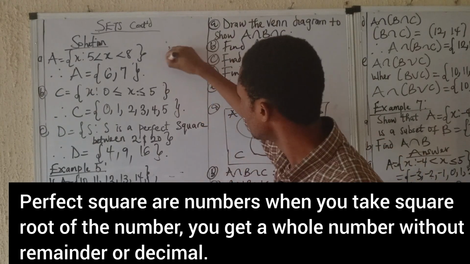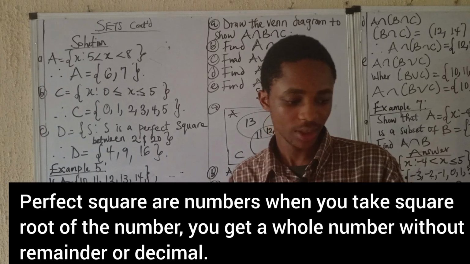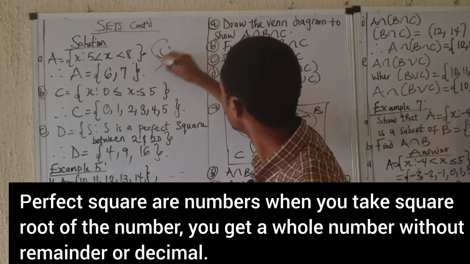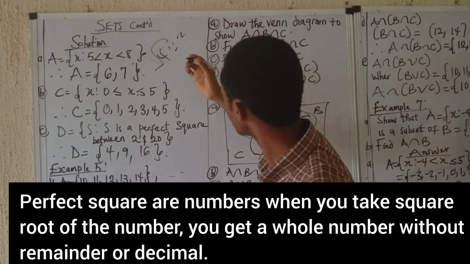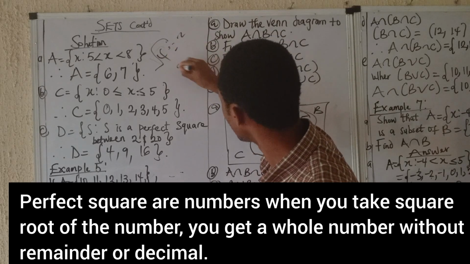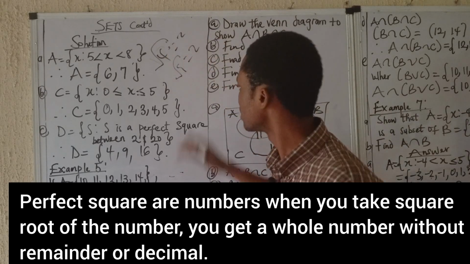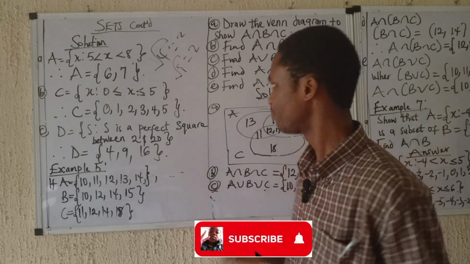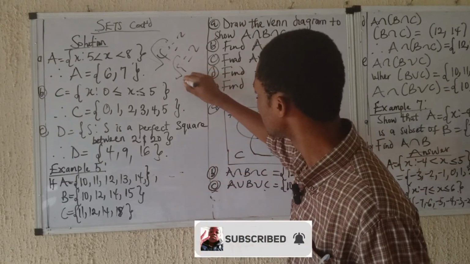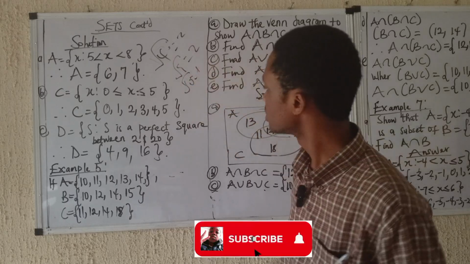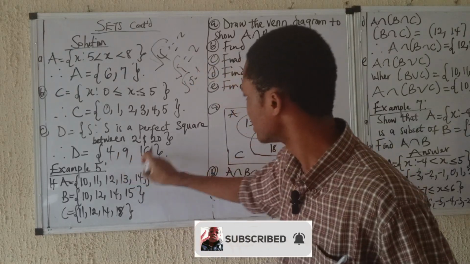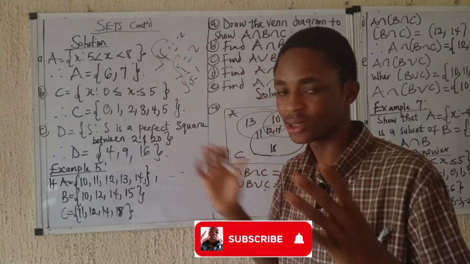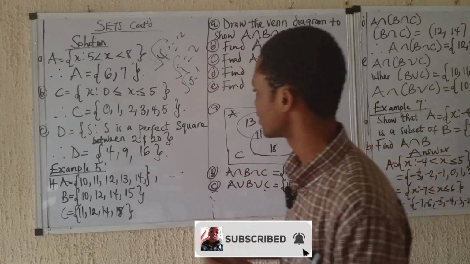For example, now I have 4, right? We have 4, gives you 2, right? So this is a perfect square. We have 9, gives you 3. And perfect squares are numbers that when you take the square root of them, they give you a whole number without decimal. So we have 16, 16 gives you 4. So we have 4, 9, and 16. They told us between 2 to 20. So these are the only perfect squares between the range of 2 and 20. So this is the answer for this one.